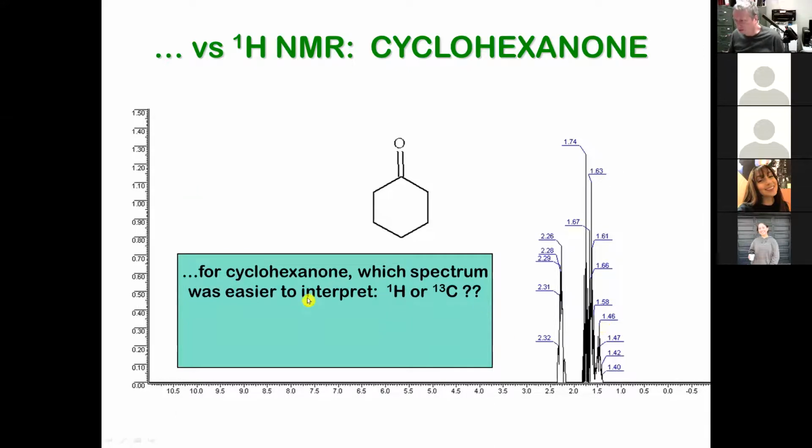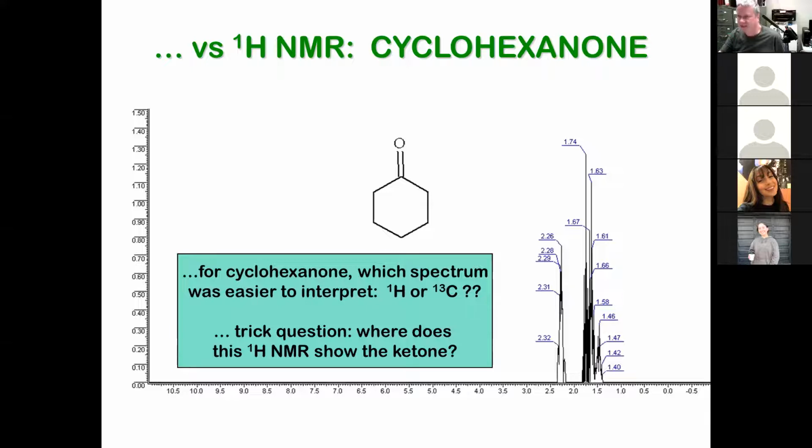For cyclohexanone, which spectrum is easier? Probably the carbon, right? Often ring structures are easier to interpret via the carbon NMRs. And where does the proton show the ketone? Trick question. The answer is it doesn't. But there are ways to figure it out, and we'll actually learn that. That'll be part of learning how to interpret or figure out chemical structures from a spectrum.